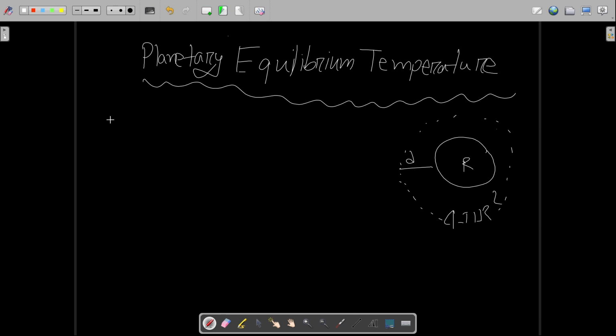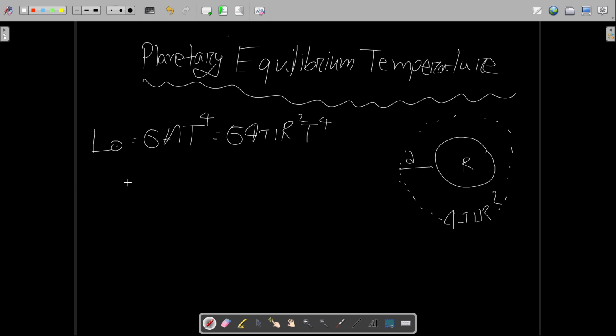Now, what do you know from the Stefan-Boltzmann law? We know that the luminosity is the Stefan-Boltzmann constant times the area times the absolute temperature to the power 4. Now we can rewrite this as 4 pi r squared sigma T to the 4th.